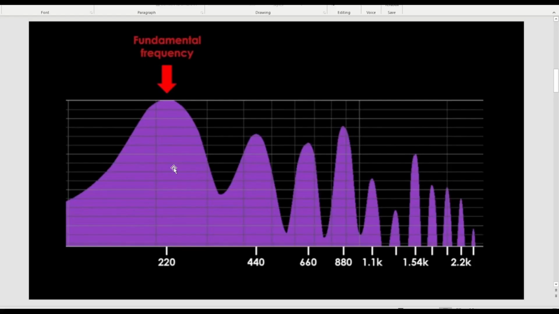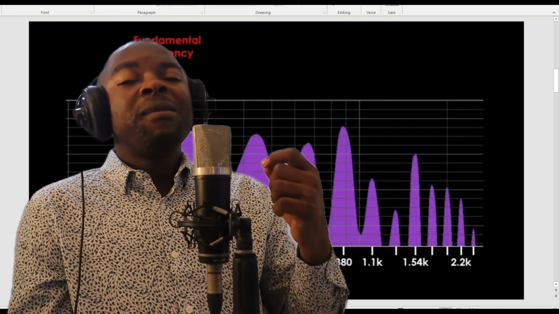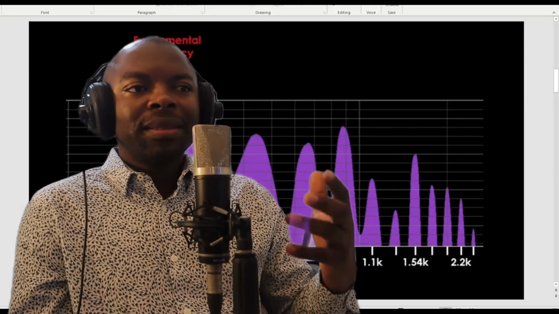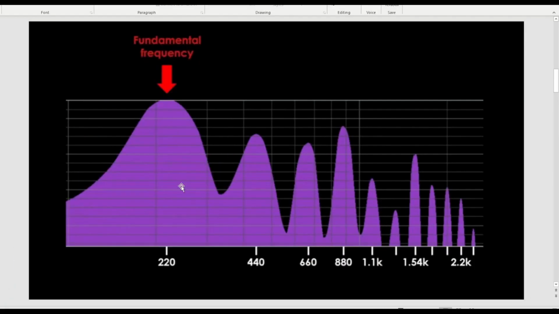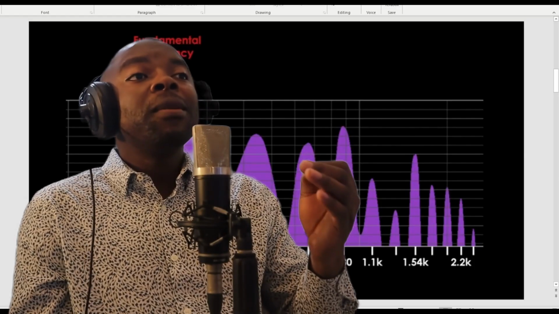So let's not forget, our topic is fundamental frequency. I'm just trying to give us this introduction so that we can figure out what a fundamental frequency is all about. So what is a fundamental frequency? A fundamental frequency is the lowest sounding note on the frequency spectrum with the highest amplitude. Let me repeat. The fundamental frequency is the lowest sounding note with the highest amplitude on the frequency spectrum. If you look at the board right here, you will see that the lowest sounding note here is on 220 hertz. So that's the fundamental frequency.